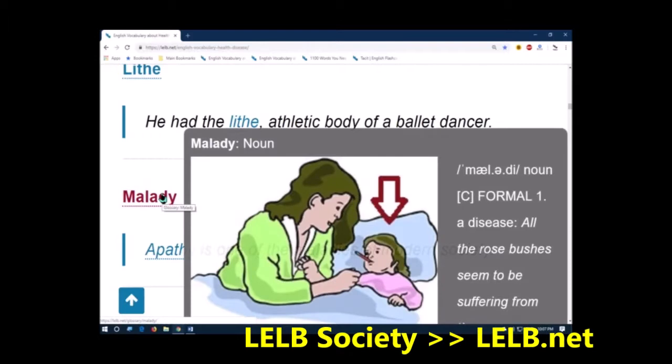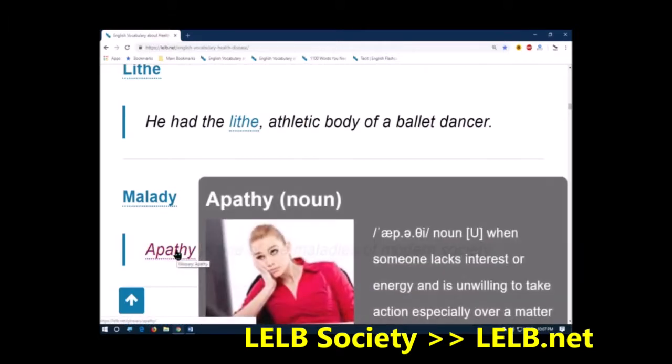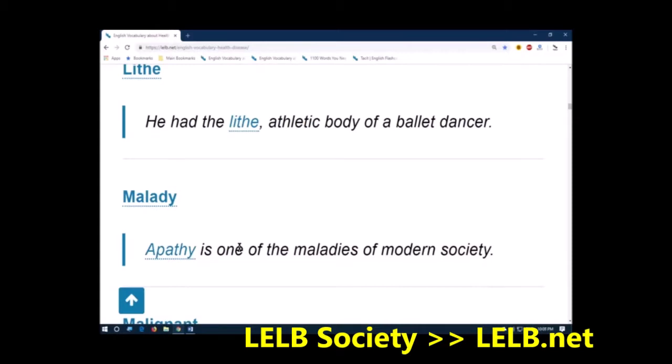Malady, which is a disease and wrong or bad feeling when you are in a bad mood because of something wrong, because there is something wrong with you. Apathy, which means when someone lacks interest or energy and is unwilling to take action. Apathy is one of the maladies of modern societies or modern society.